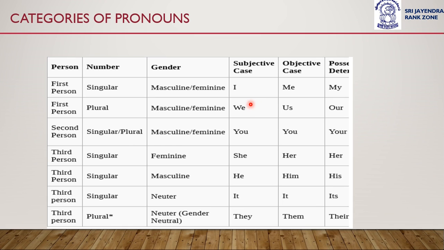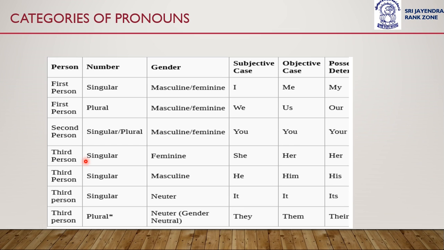Okay, because we is the plural form. Similarly, in the objective case, me becomes us, and in the possessive case, my becomes our. For a second person, singular and plural number remain the same, and for both genders we can use you in the subjective case as well as the objective case, and your in the possessive case.